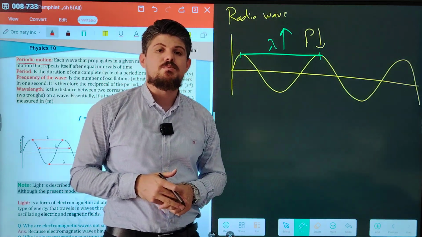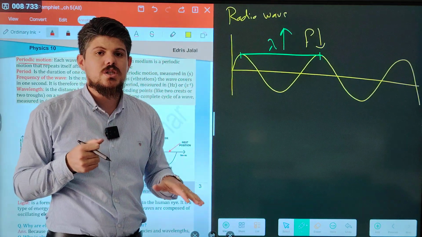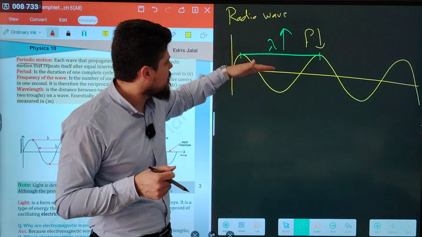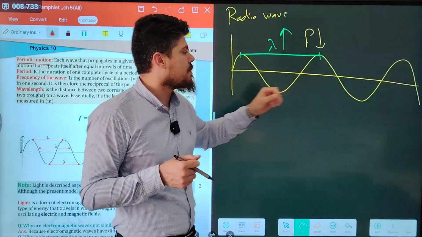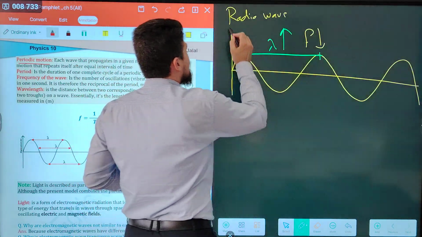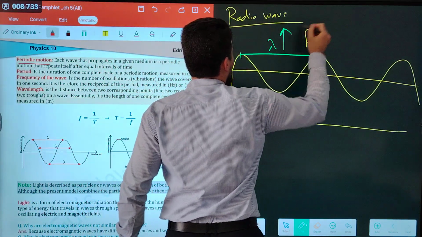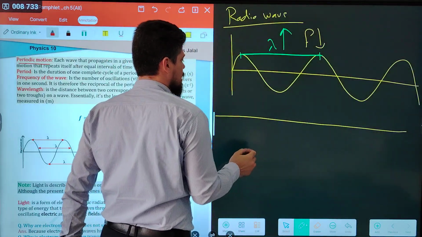What is frequency? It is the number of oscillations in a period of time. Number of oscillations means the number of ups and downs. We have up, down, up. Okay? 3 ups and downs here. So this type of wave is a radio wave, with the longest wavelength but the lowest frequency.